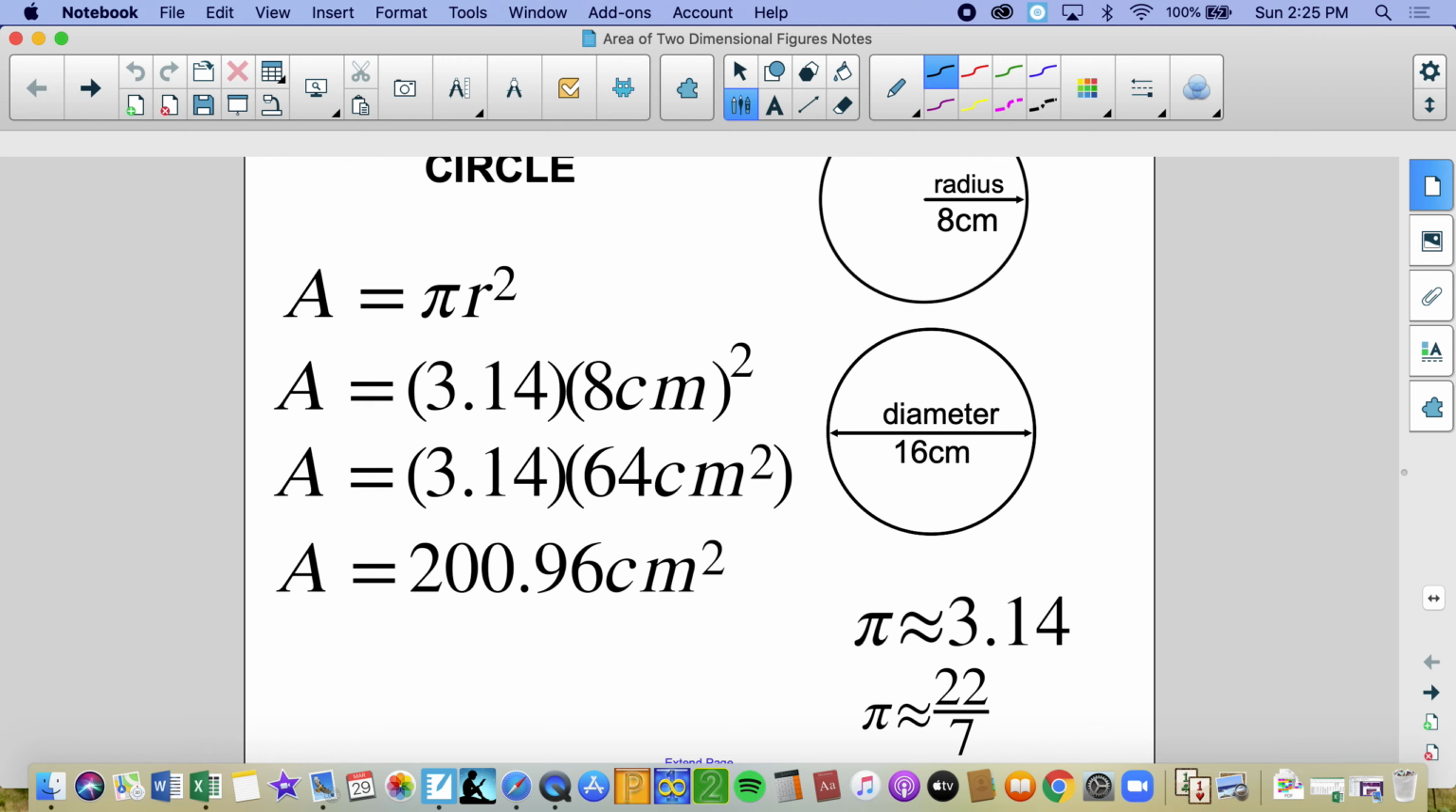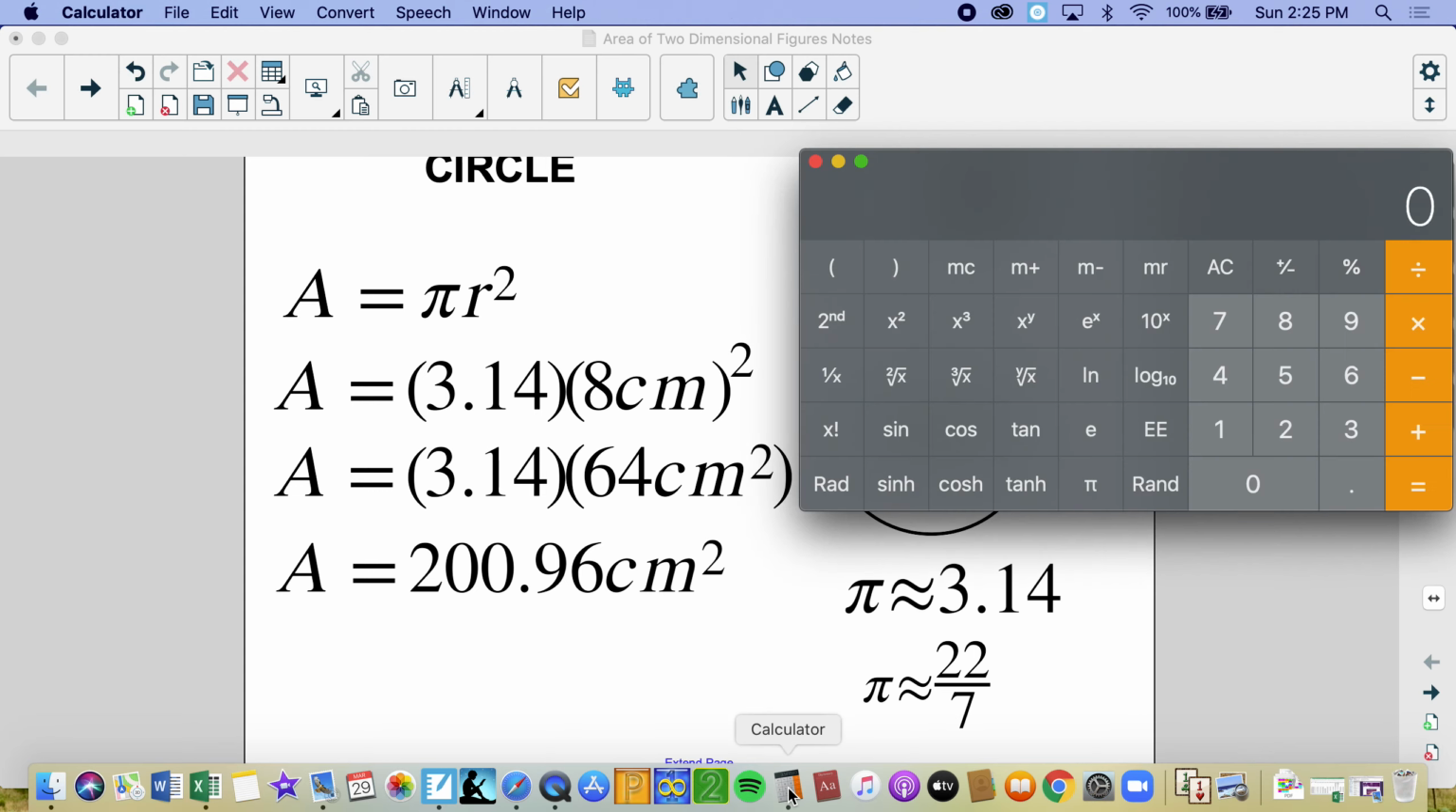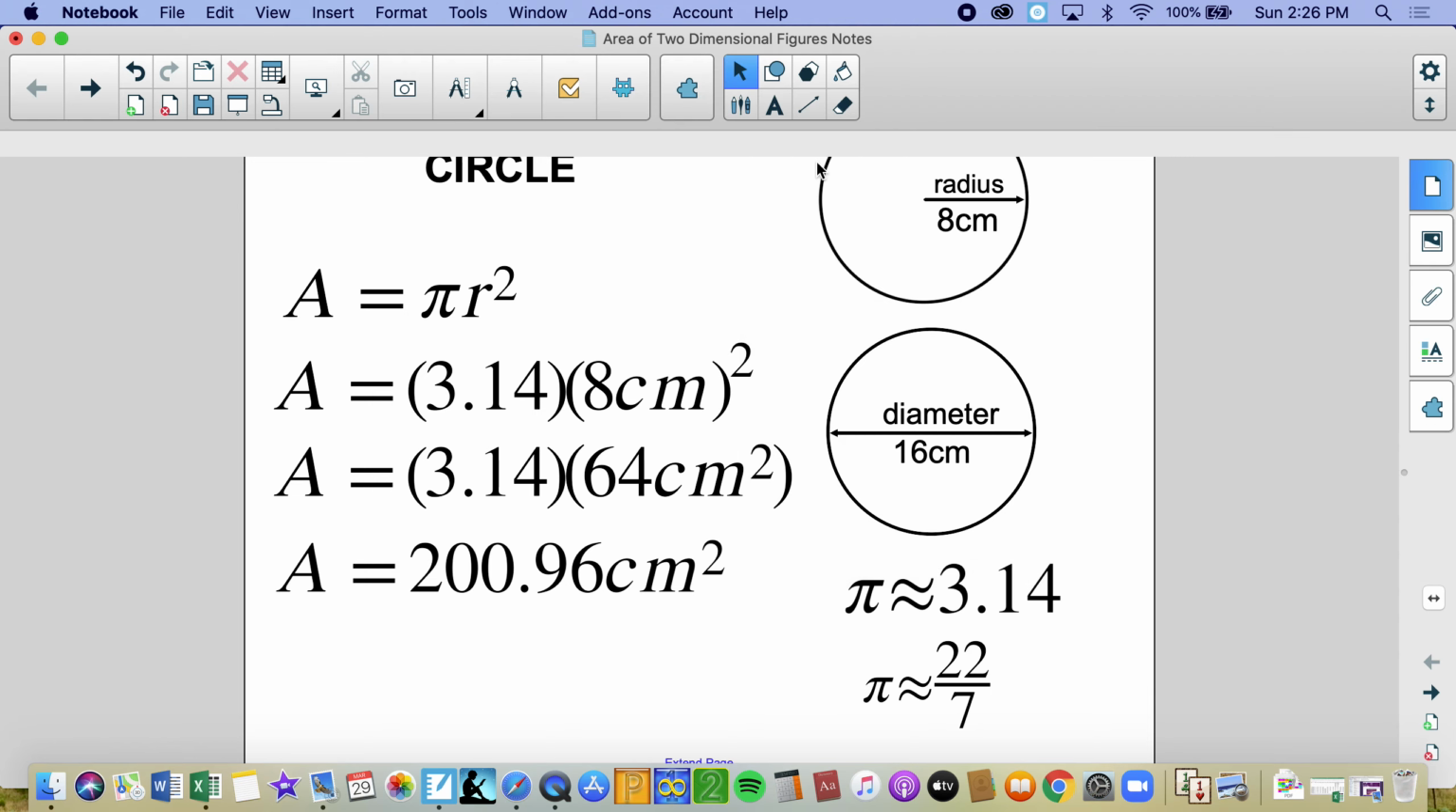Something we need to know about pi: we can see it in decimal form, approximately 3.14, or as a fraction, approximately 22 over 7. If we look at our calculator and do 22 divided by 7, we get 3.142857. If we do the pi value here, we get 3.141592. So this is pi to however many decimal places.